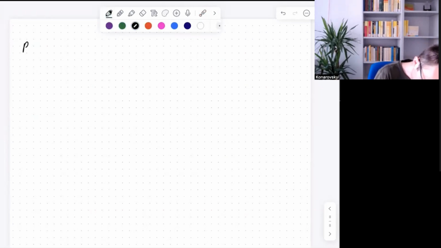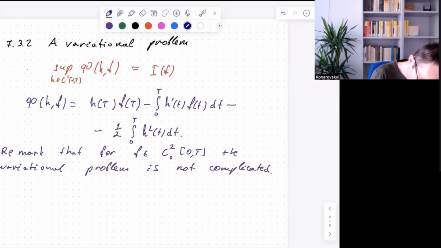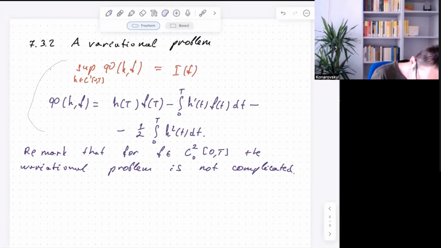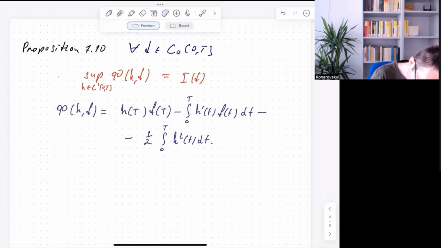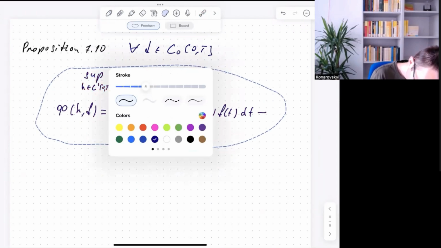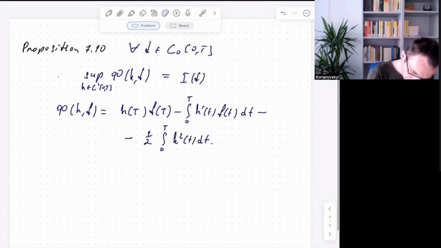Then proposition 7.10. For every f from C0, 0t, we have that the supremum, let me copy that again, is the rate function, where this I of f is given by that formula. Okay, then proof.